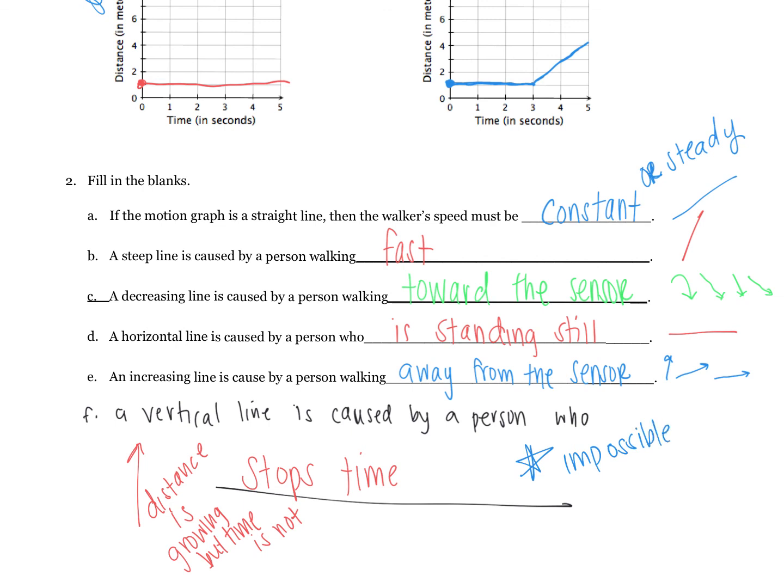Okay, and as we get more and more into our slope, you'll realize that vertical lines do not have a slope. Okay, we're not going to talk about that today, but anytime we have a vertical line, we will know that it has no slope. So you could write impossible, vertical line does not have a slope.